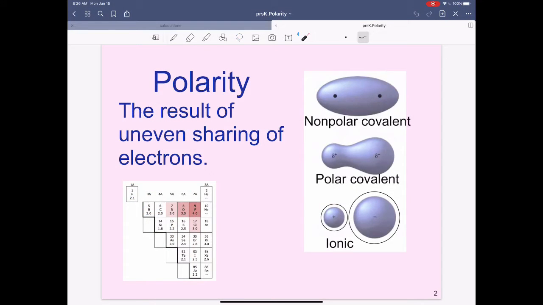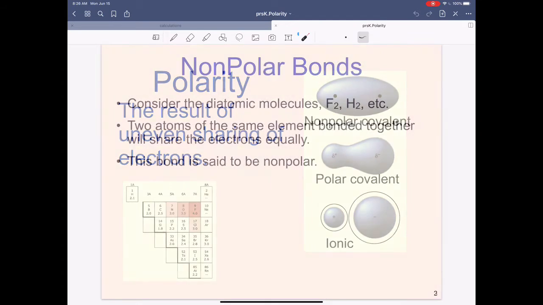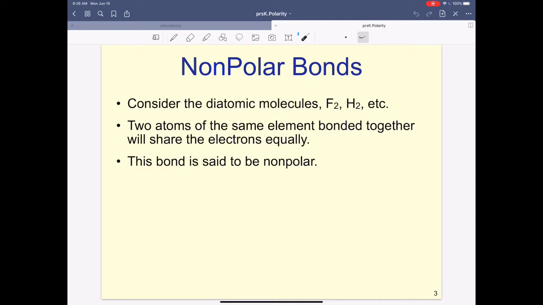Polarity is a property of molecules that is a result of the uneven sharing of electrons, which causes electron clouds to become distorted. Ultimately, an ionic bond is essentially a turbo, extra polar bond. Nonpolar bonds, completely 100% nonpolar bonds, result as a function of two atoms of the same element bonding with one another, such as our diatomic molecules.